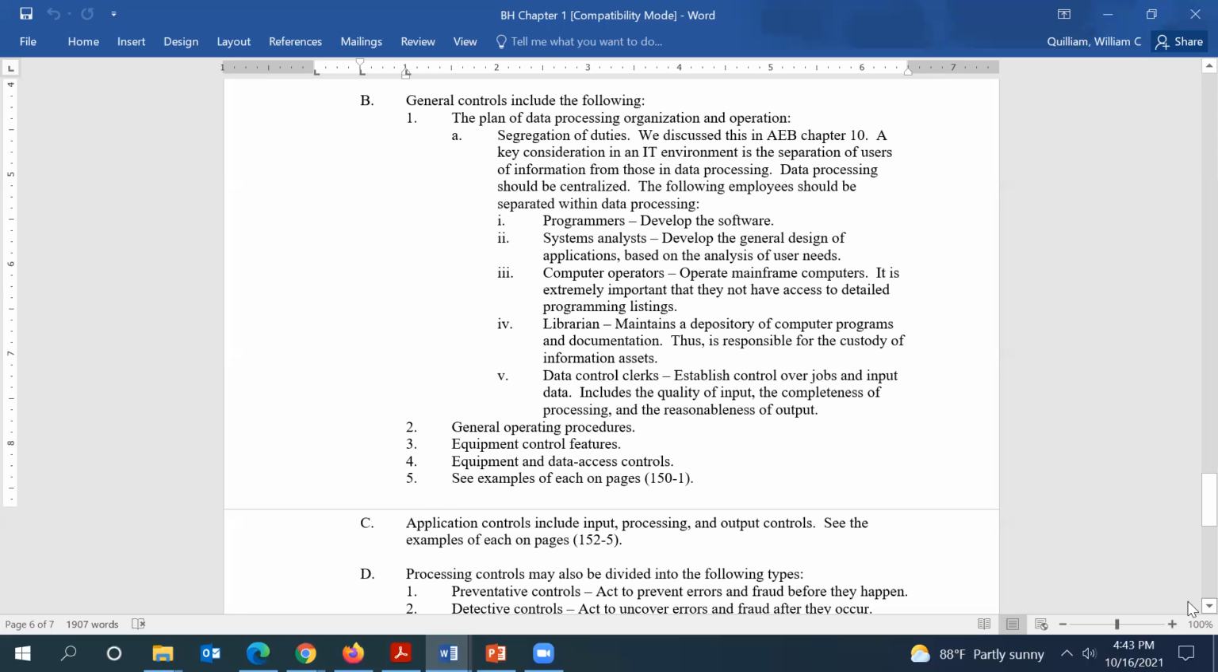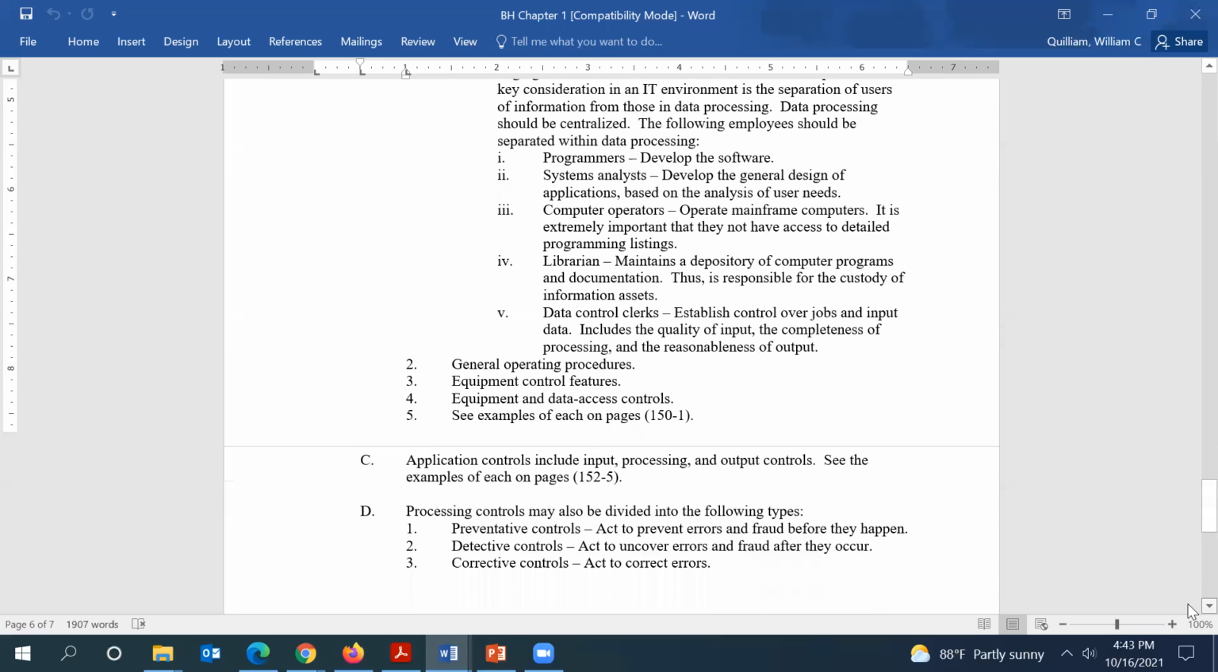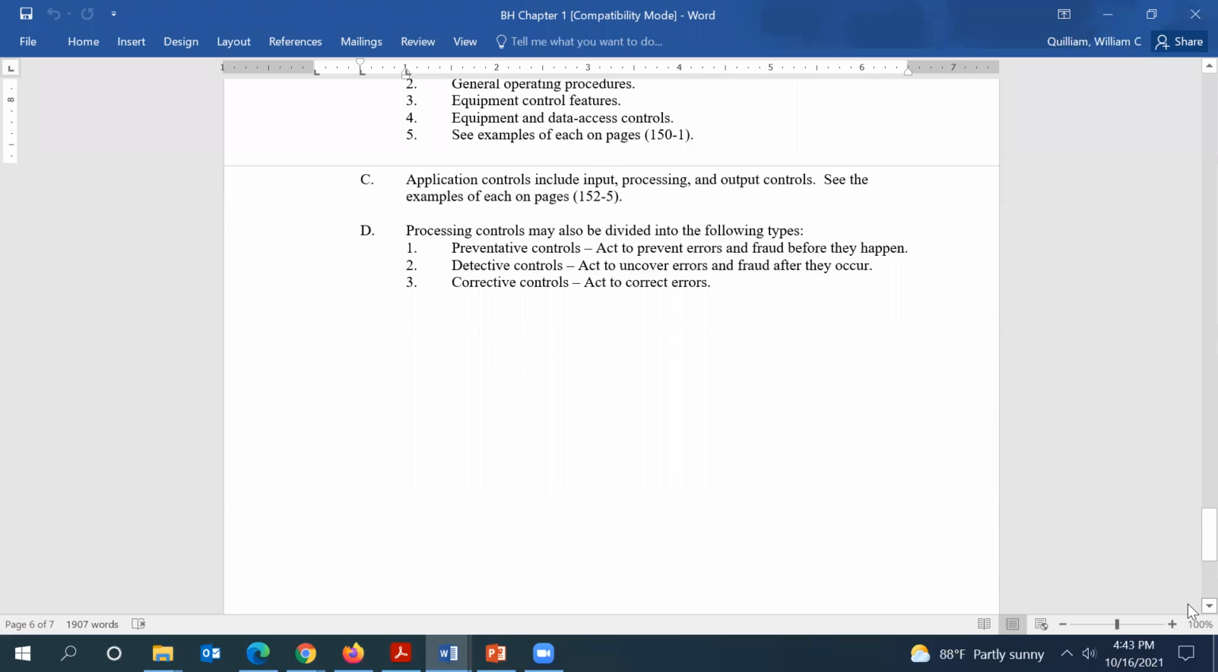Well, general controls also include general operating procedures, including making sure that we have an uninterrupted power supply. Equipment control features so that our equipment will not get damaged, etc. Will not have unauthorized access to it. Also, with equipment and data access control so that nobody can access our equipment and thereby access data and do something bad. There are examples of each in your book. Not really worried about those examples, but in case you like to look at them.